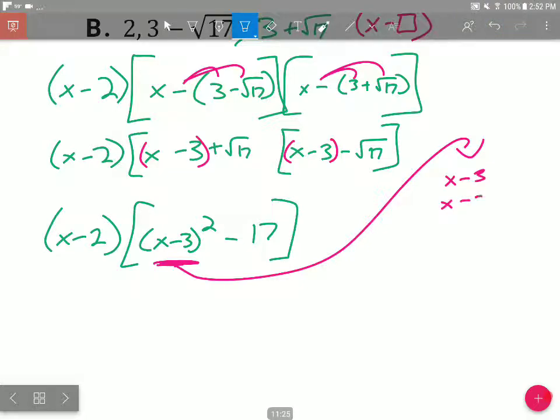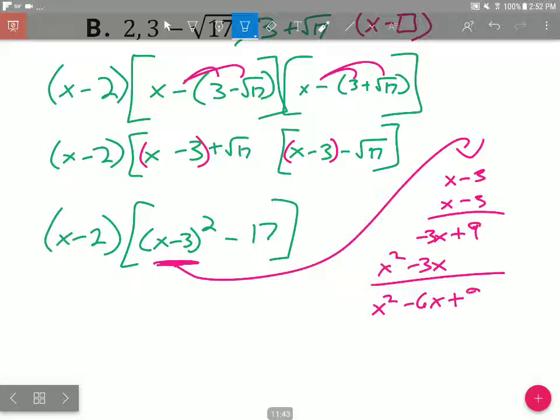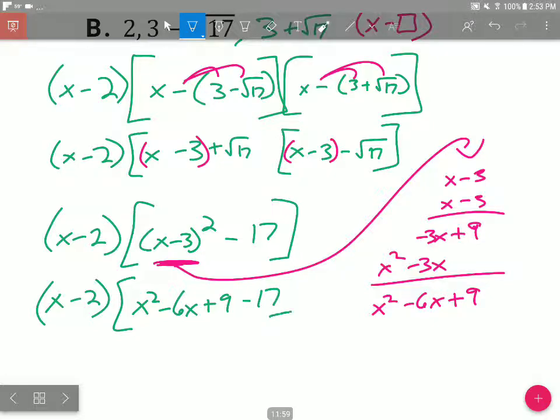times x minus 3. And 3 times 3 is what? 9. -3 times x is -3x. And then multiplying by x just raises the exponent. That's all that does. So you got x squared minus 6x plus 9. That's for that one piece right there. Cool, so we've got x minus 2, x squared minus 6x plus 9 minus 17. Okay, it doesn't look pretty yet, but it's looking better.